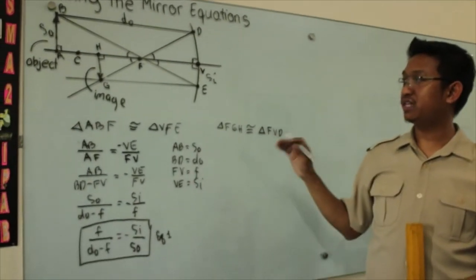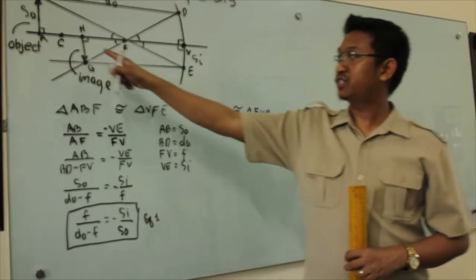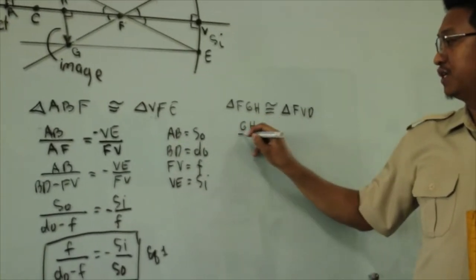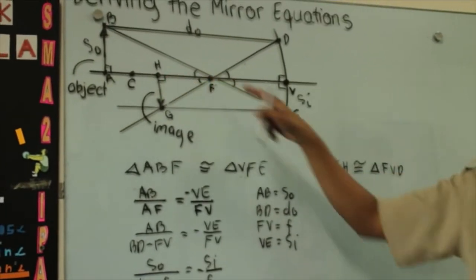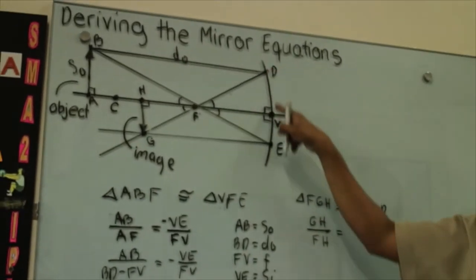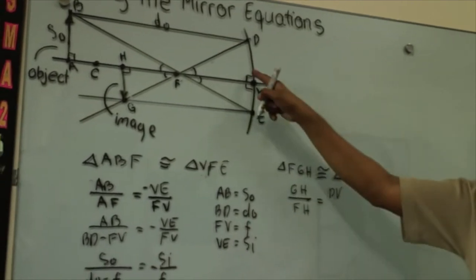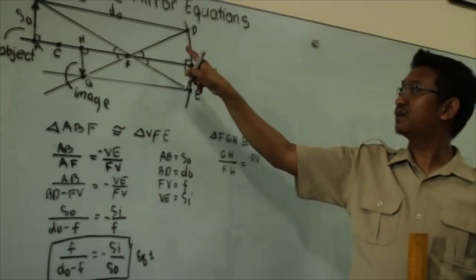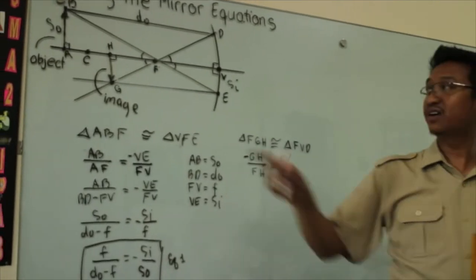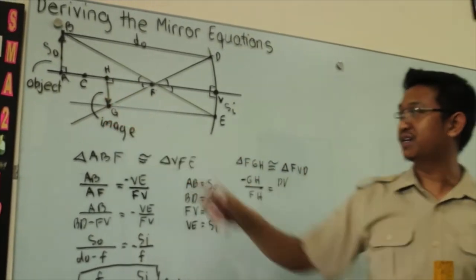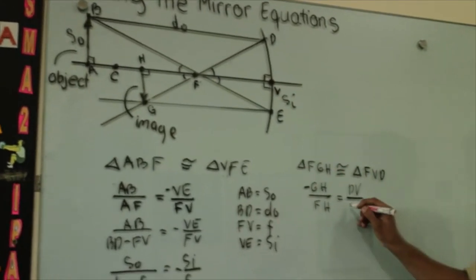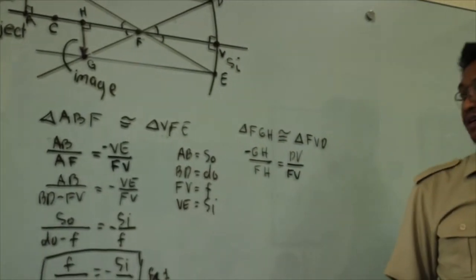Now if they are congruent, let's compare ratios of their dimensions. Let's start with the vertical for this triangle. What is that length? GH. GH over its horizontal length, FH, is equal to the vertical length of the other triangle, DB, negative. Why should it be negative? HG is negative because the direction is going down. And DB over the horizontal, FV.